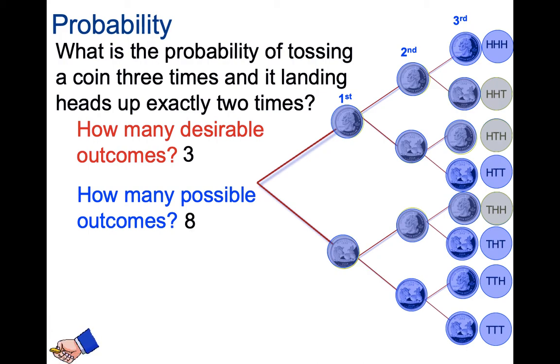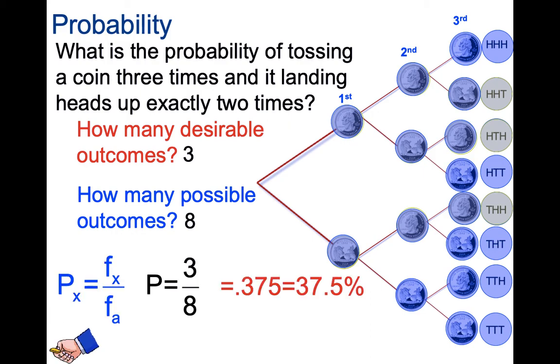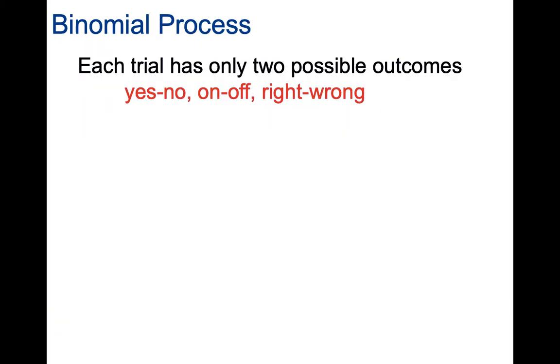So if we just take that and divide, we will get a total probability of 0.375, 37.5% probability that we have exactly 2 heads. The probability is going to land on heads 2 times out of 3 tosses.